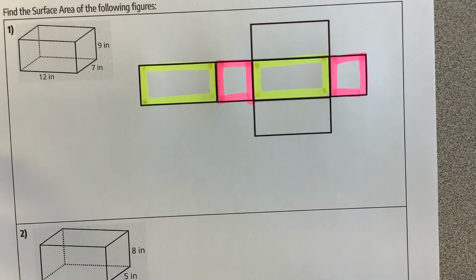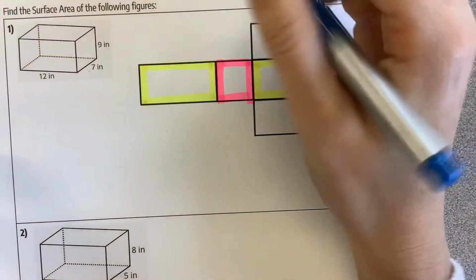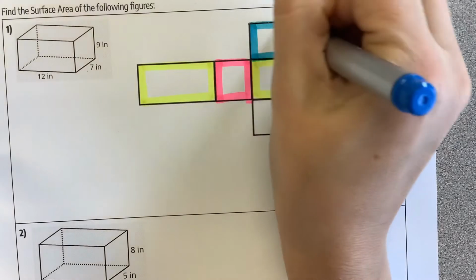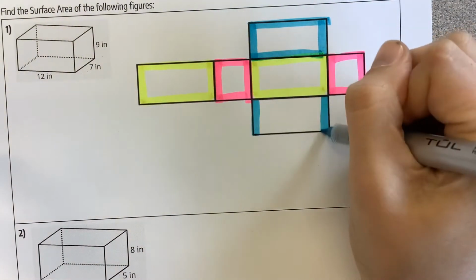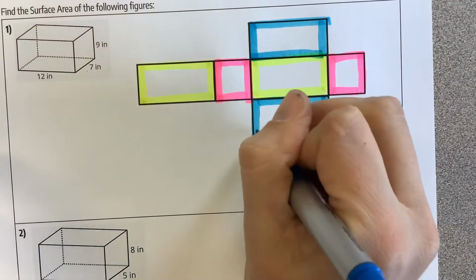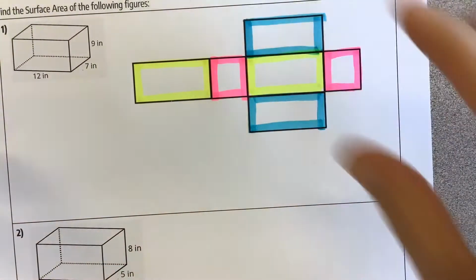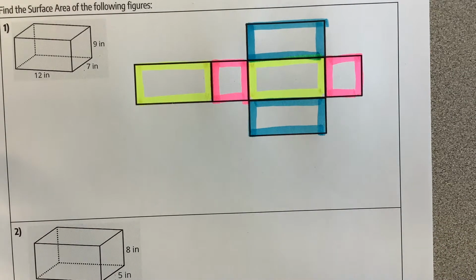And then it's a prism, so it has a top and a bottom base. The top base should be congruent to the bottom base. Okay, so we should have three pairs of congruent rectangles.